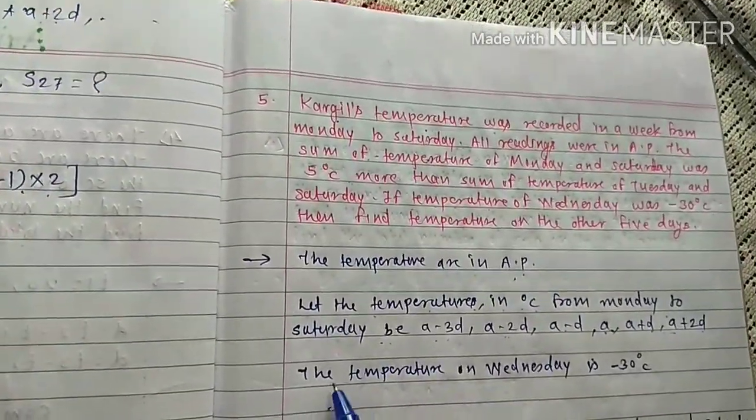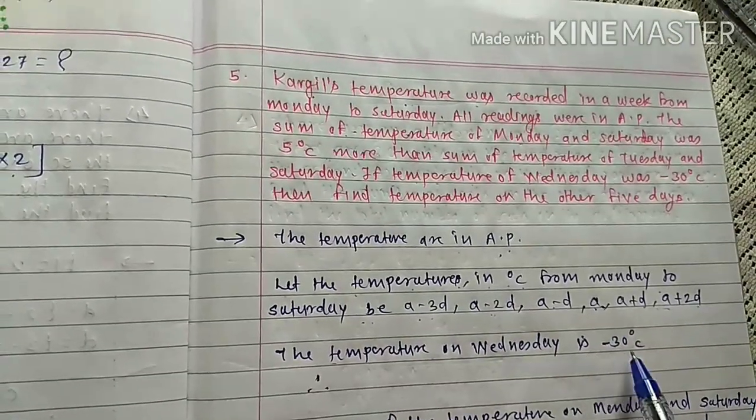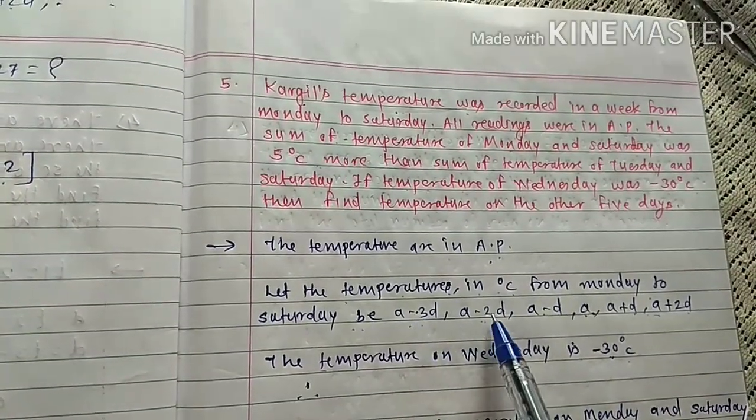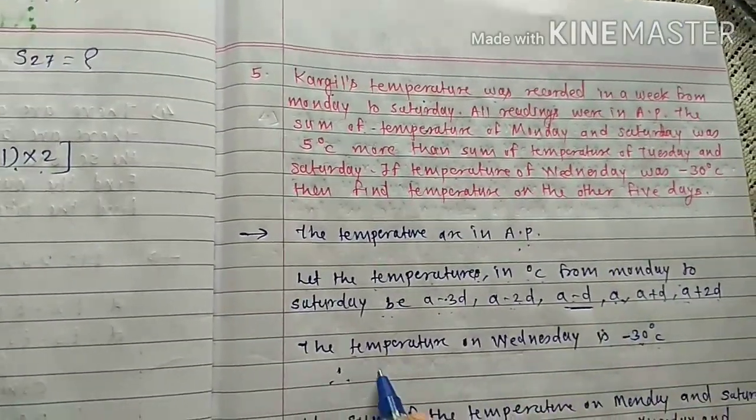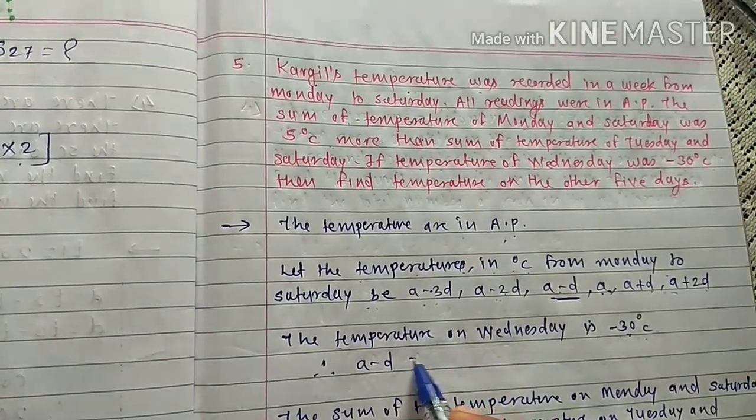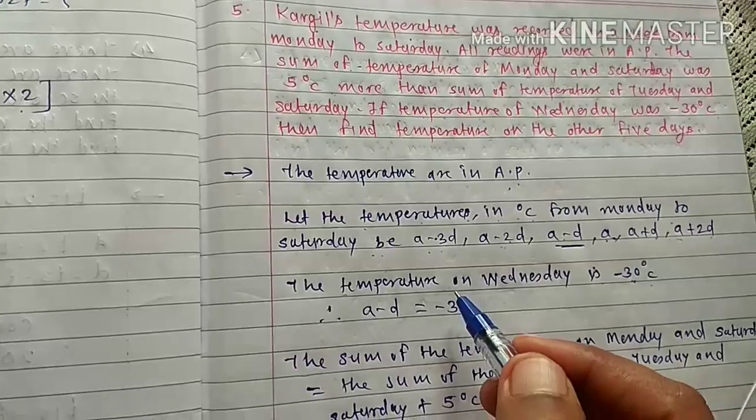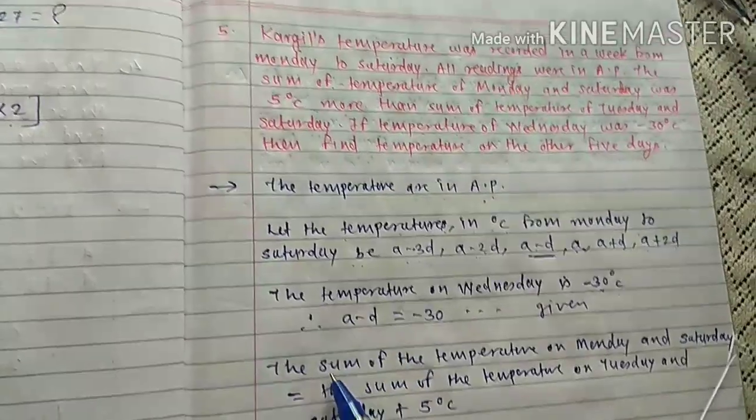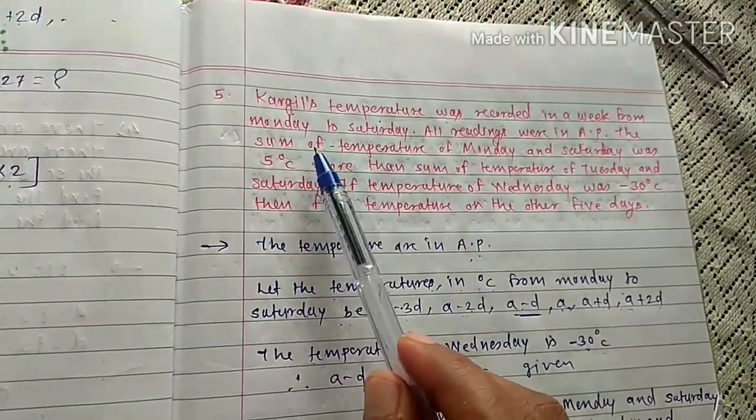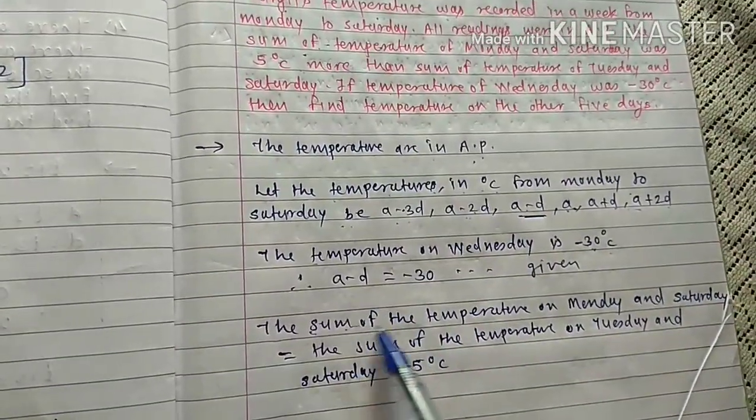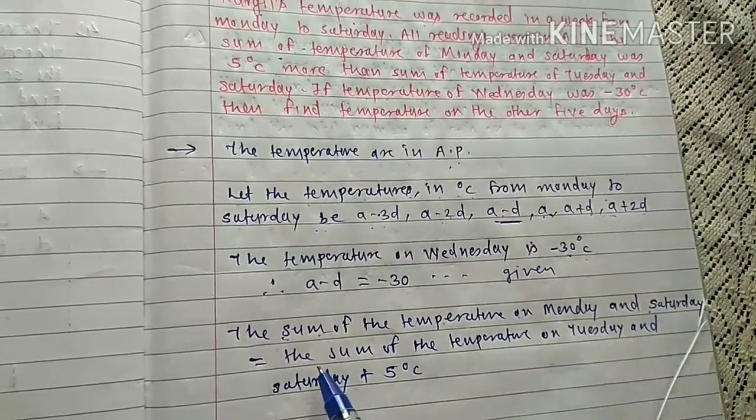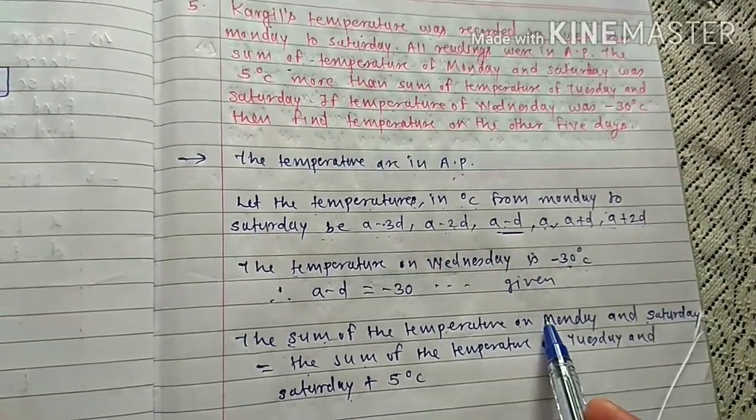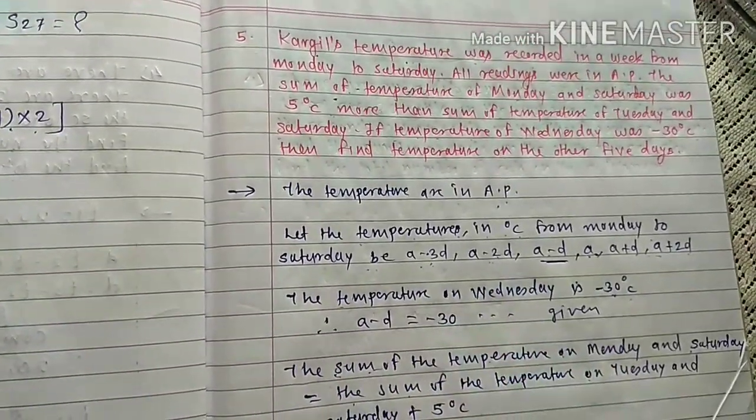Now what is given here? The temperature on Wednesday is minus 30 degrees Celsius. Which one is Wednesday? Monday, Tuesday, Wednesday. This is Wednesday, which means a minus d is equal to minus 30. So what is the next condition? Look, the sum of temperature on Monday and Saturday is equal to the sum of temperature on Tuesday and Saturday. So what is Monday? Monday is a minus 3d.